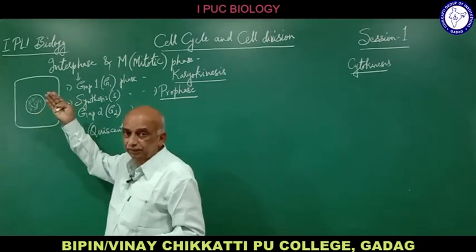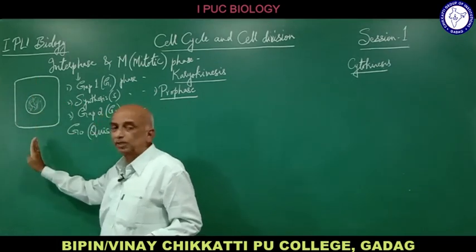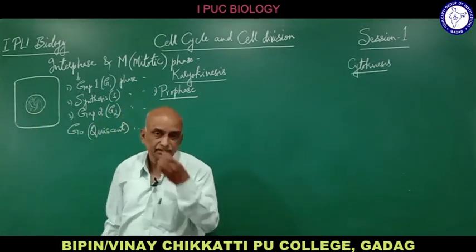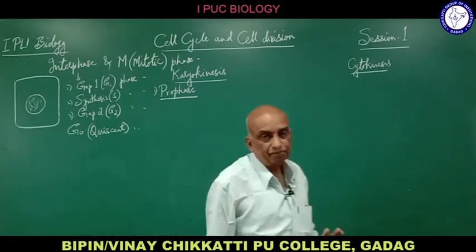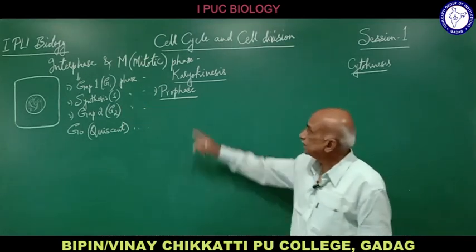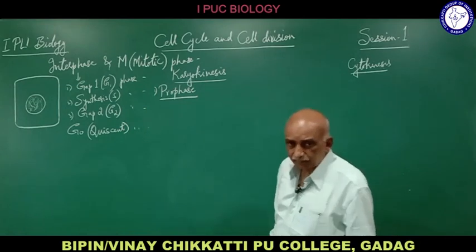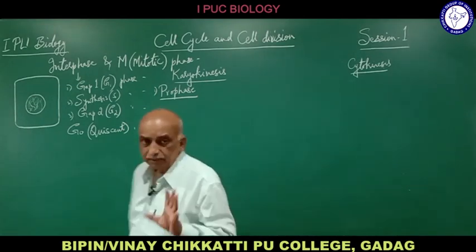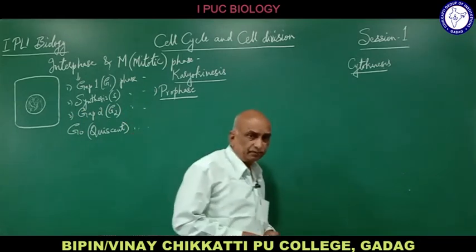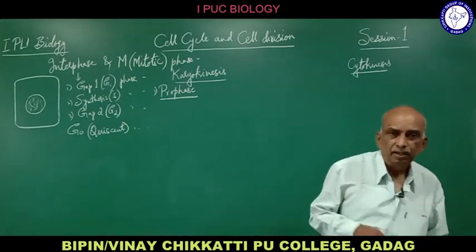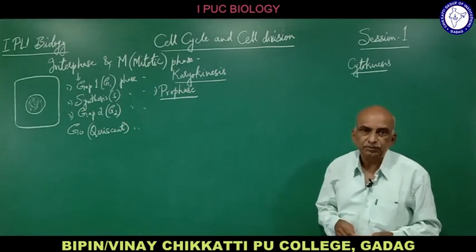After the division of the nucleus, the cytoplasm will divide, that is cytokinesis. The word itself suggests that kinesis means division, and karyo means nucleus, which is a Greek term. So karyo means nucleus, as in monokaryotic, dikaryotic, as we usually call it.